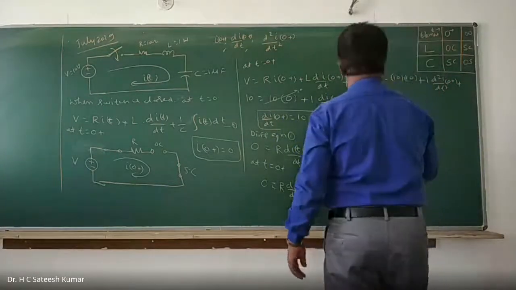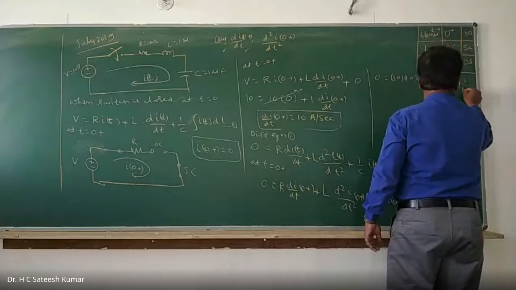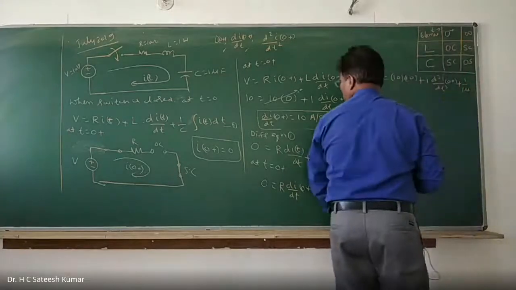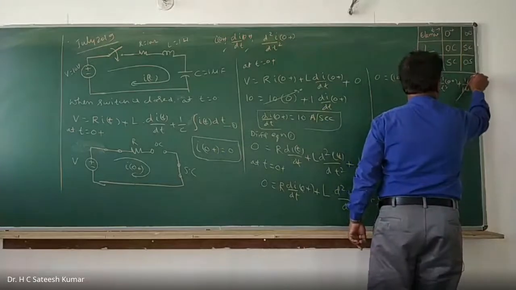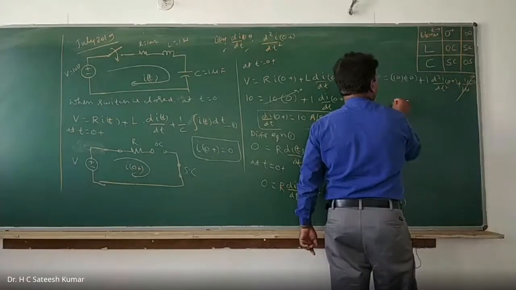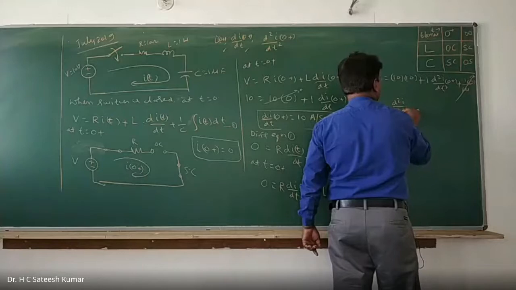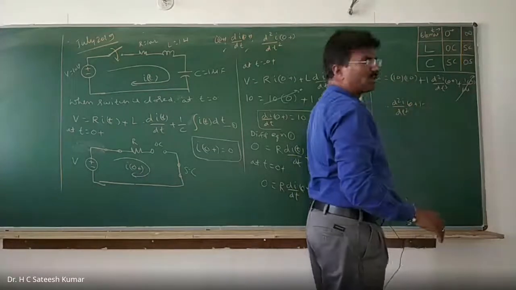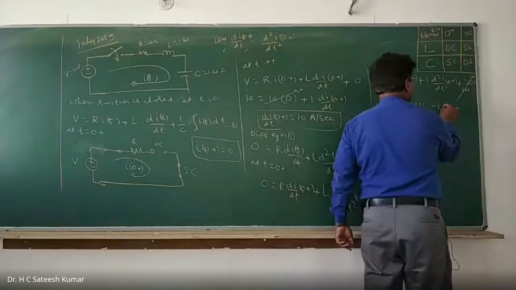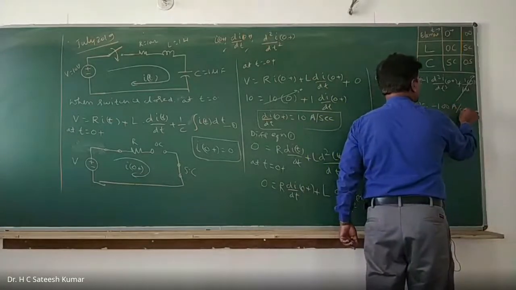Plus 1 by C, where C is 1 micro, so 1 divided by 1 micro, into I 0 plus. I 0 plus is 0. This will be 0. Therefore, d squared I divided by dt square 0 plus is equal to 10 into 10, 100. Transfer to the left hand side, minus 100 amperes per second square.